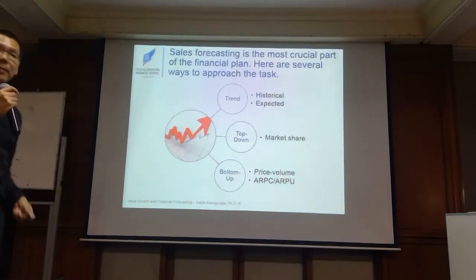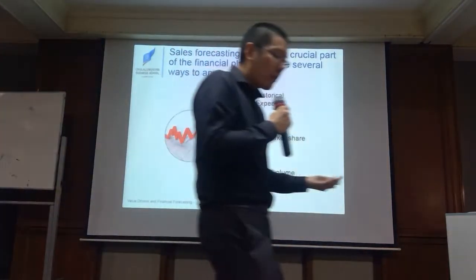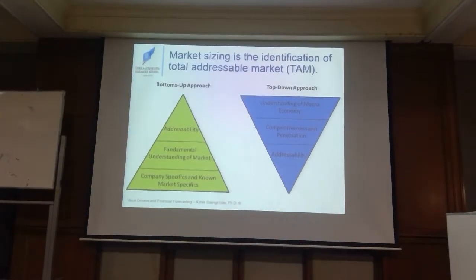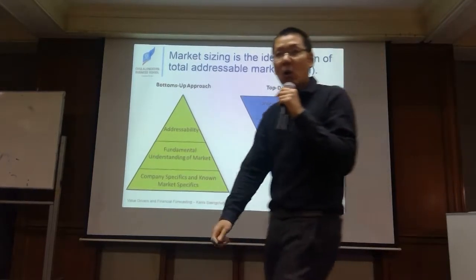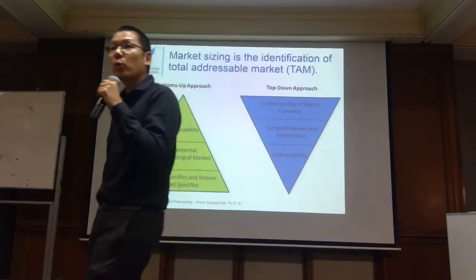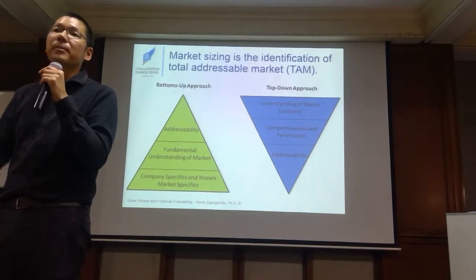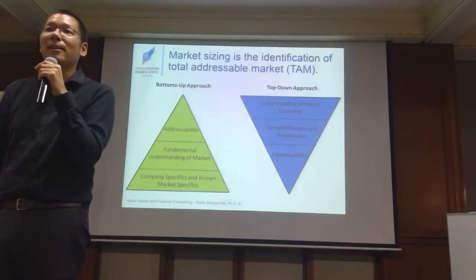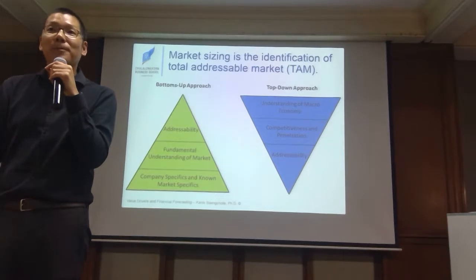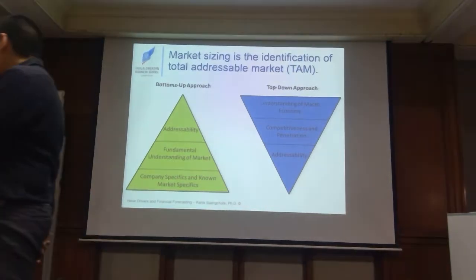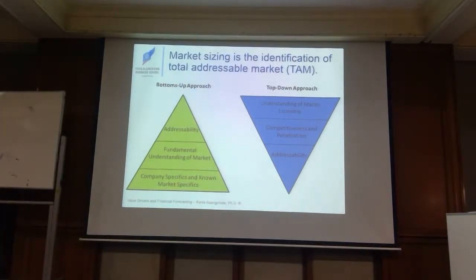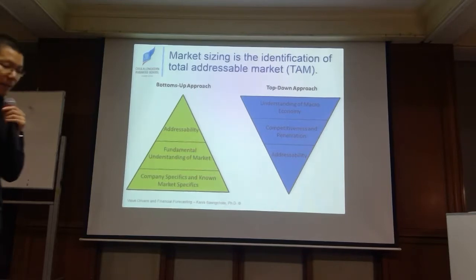Top down versus bottom up. Okay, what does top down mean? What does bottom up mean? I'll show you these pyramids. In the end, what we're after is what the startup community call TAM, total addressable market. This means how many people can I sell to? That's a simple way of talking about it. What's my potential? How many people can I sell to?